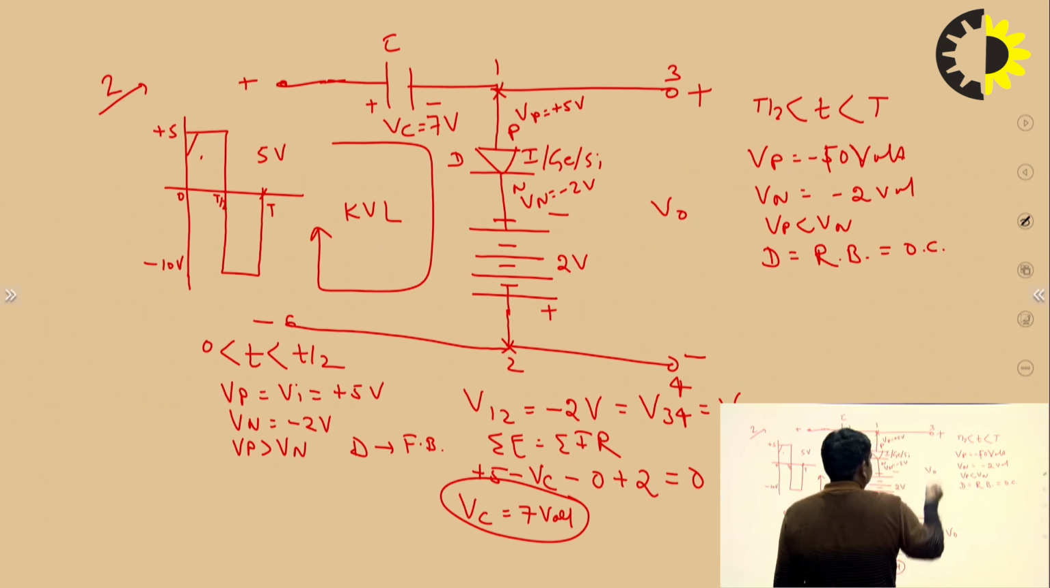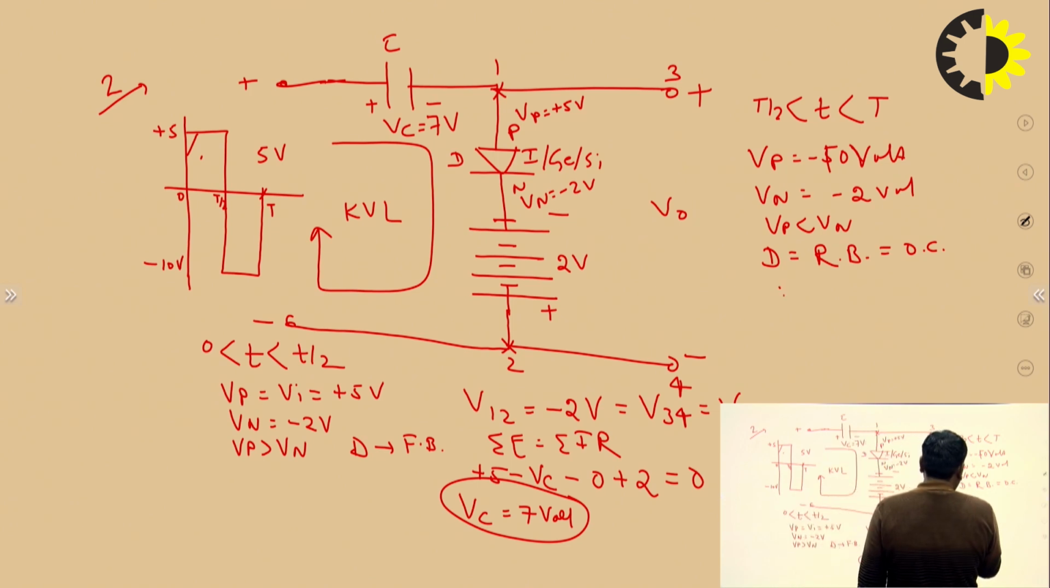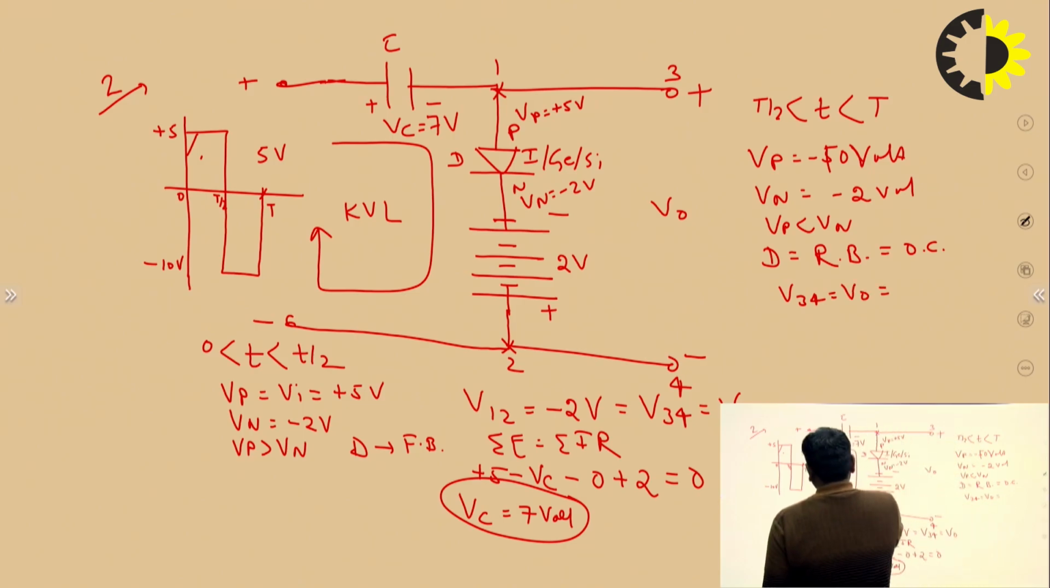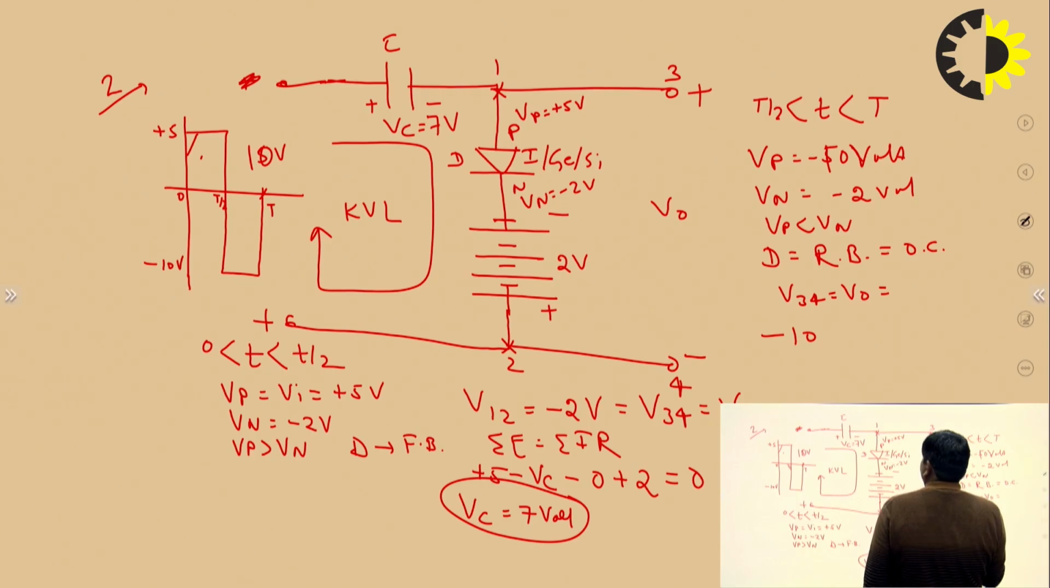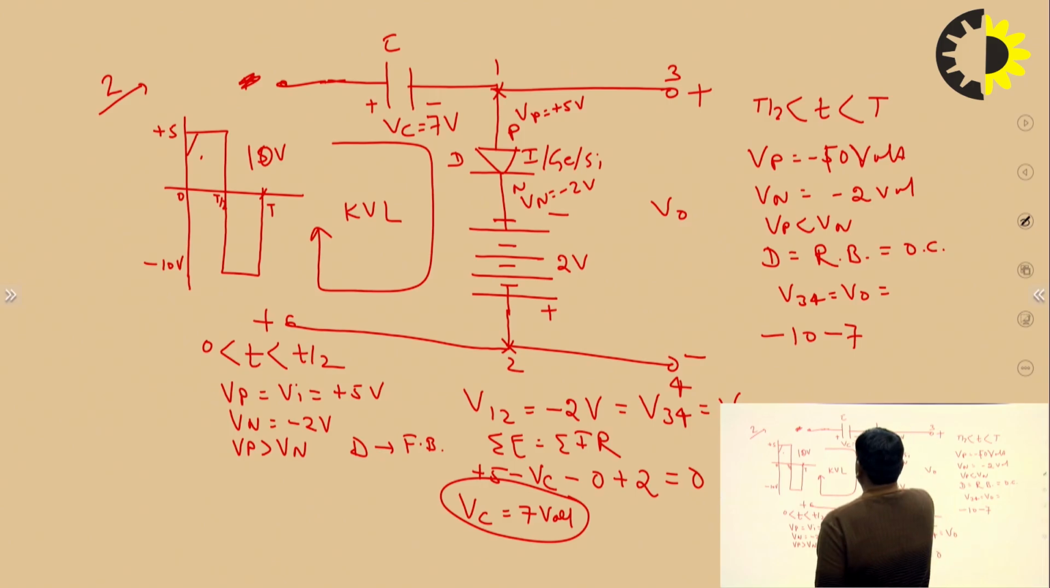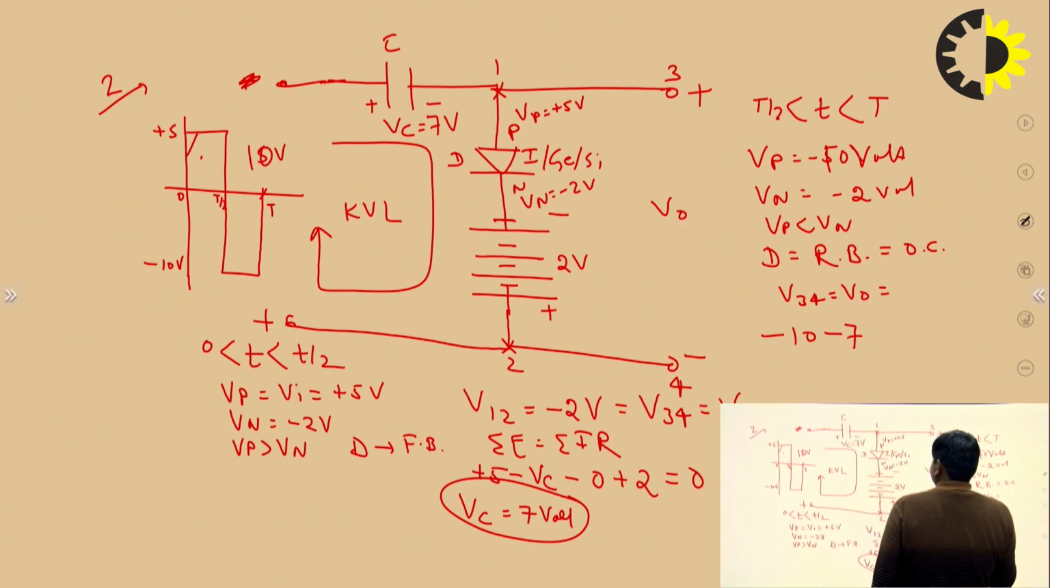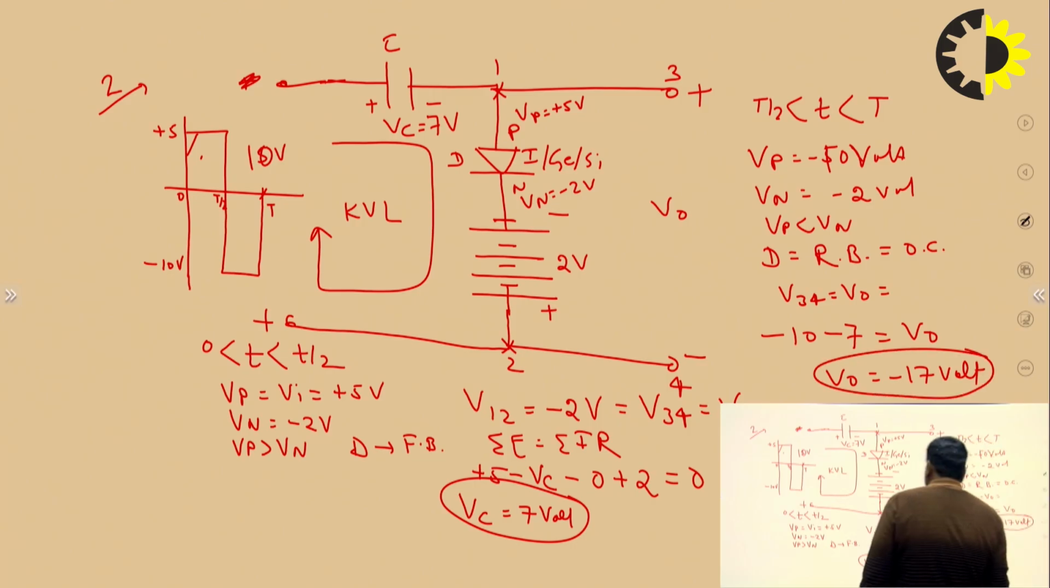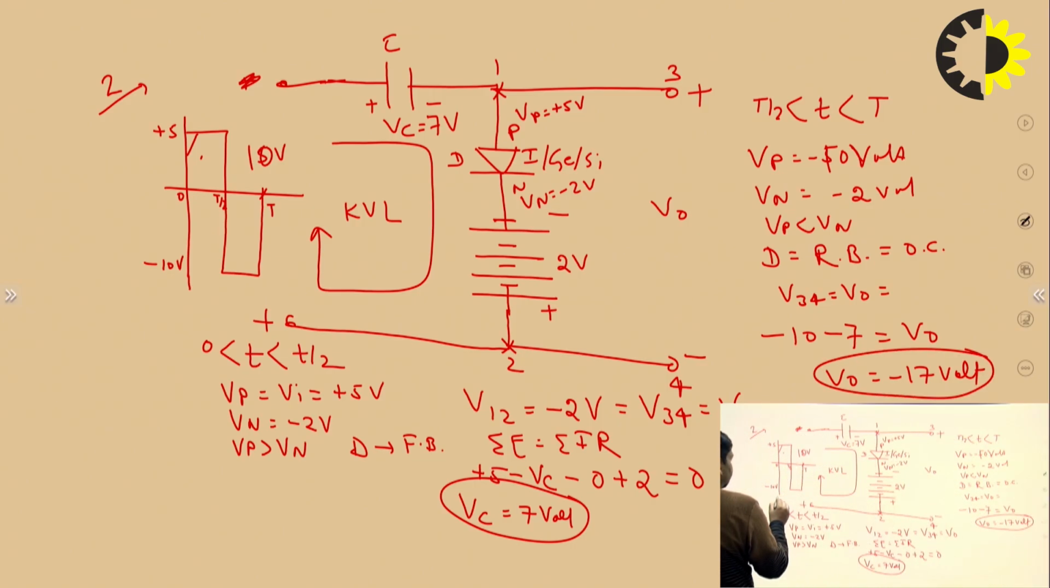So how much voltage appears at the V3 to 4 terminal, or V0? We simply apply KCL or KVL. This minus 10 volt appears in the next cycle. So minus 10, plus 2, minus minus 7, because this voltage appears here, is equal to V0. So V0 is equal to minus 17 volt. We can easily calculate it here.